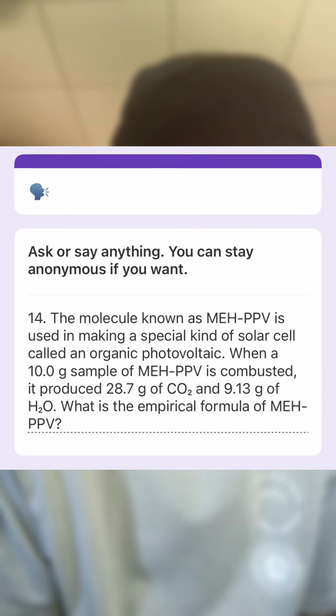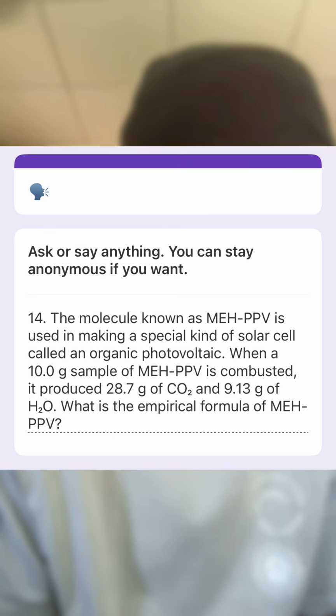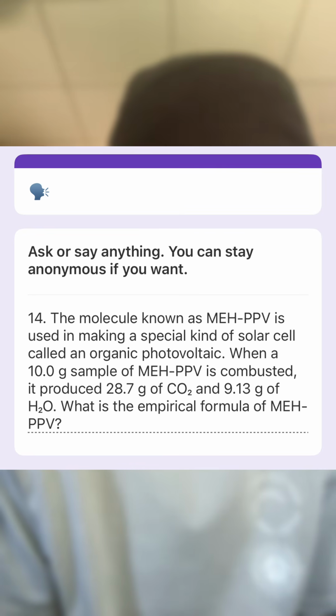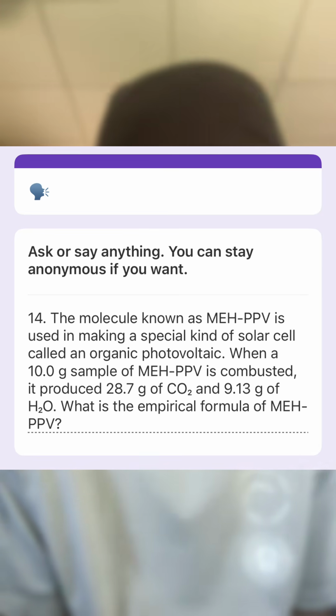The molecule known as MEH-PPV is used in making a special kind of solar cell called an organic photovoltaic. When a 10-gram sample of MEH-PPV is combusted, it produces 28.7 grams of carbon dioxide and 9.13 grams of water. What is the empirical formula of MEH-PPV?